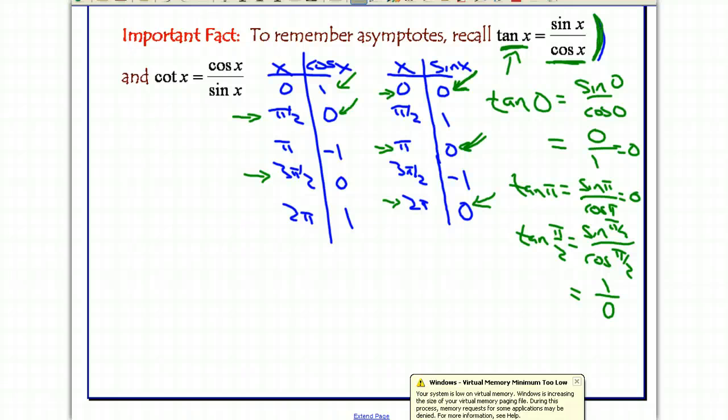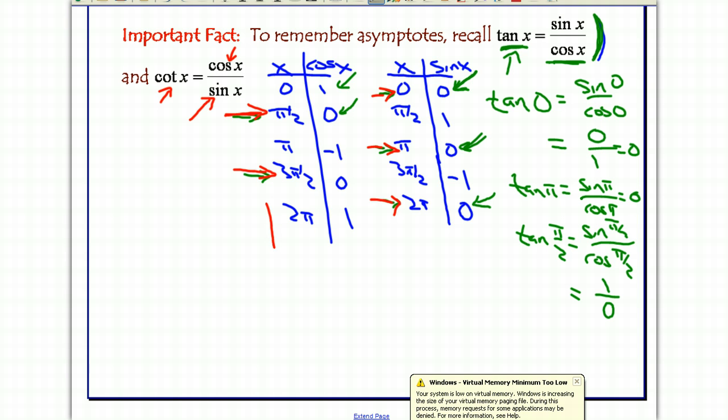Similarly, for the cotangent graph, it's cosine over sine. When would the cotangent graph be 0? When the top is 0. So look at that. It's going to be 0 at pi halves, 3 pi halves. When is cotangent undefined? When the bottom is 0. So it's 0, pi, 2 pi.